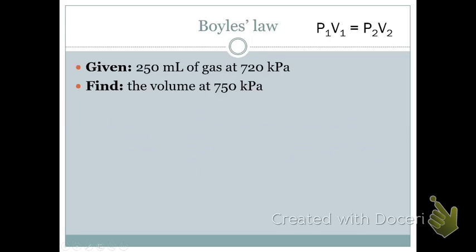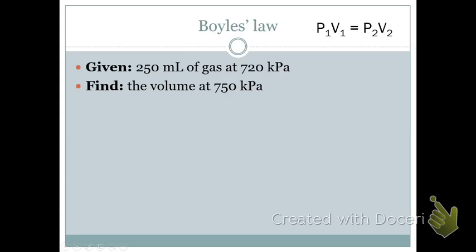All right, let's look at the first problem. In this problem, we are given 250 milliliters of gas at 720 kilopascals. We need to find the volume at 750 kilopascals. When you're doing Boyle's law, or any of the laws, if I give you the unit of volume, you give me the same unit of volume back. If I give you the unit of pressure, you give me the same unit of pressure back.